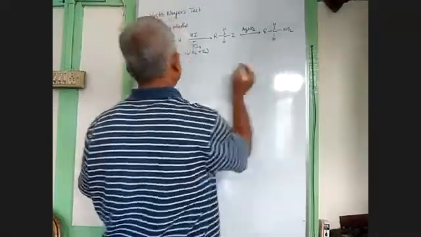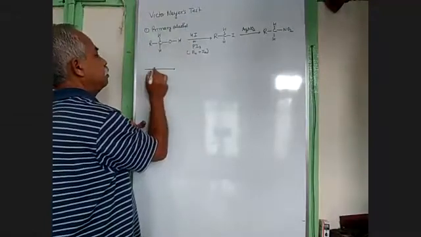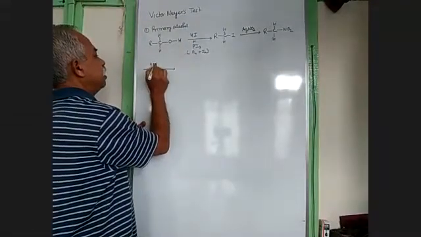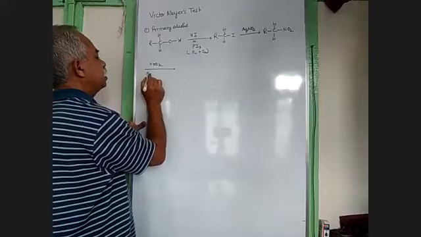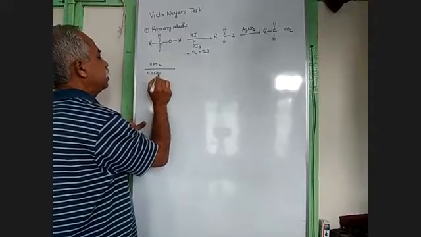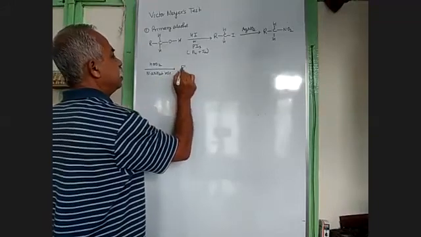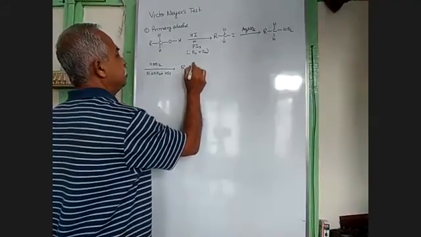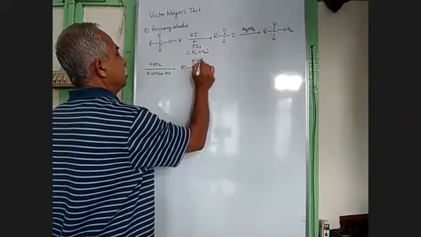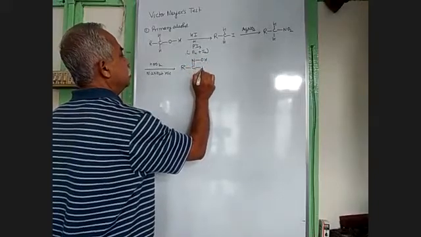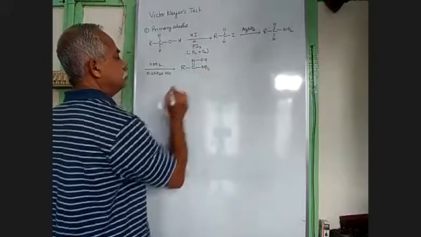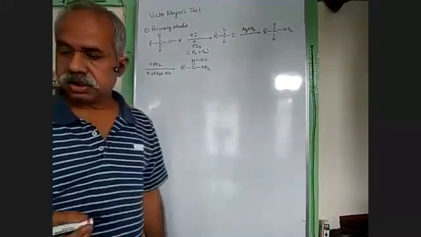Now, this one will be treated with nitrous acid. How do you generate nitrous acid? Sodium nitrite and HCl. So what are you going to get? You will get this. We call this one nitrolic acid.